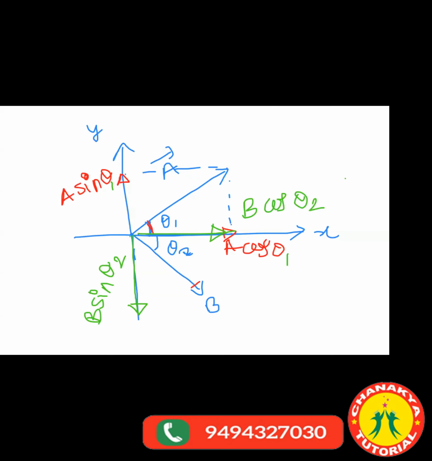Now what you have to do is collect all x components on one side, and collect all y components on one side. How to collect? I'll tell you. So if you see here, in the x direction, what is there? A cos theta 1, B cos theta 2, right? So we will collect it on one side. You guys note it down.